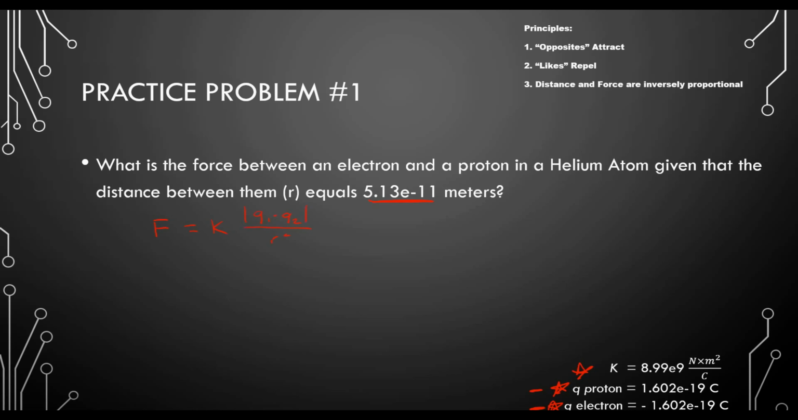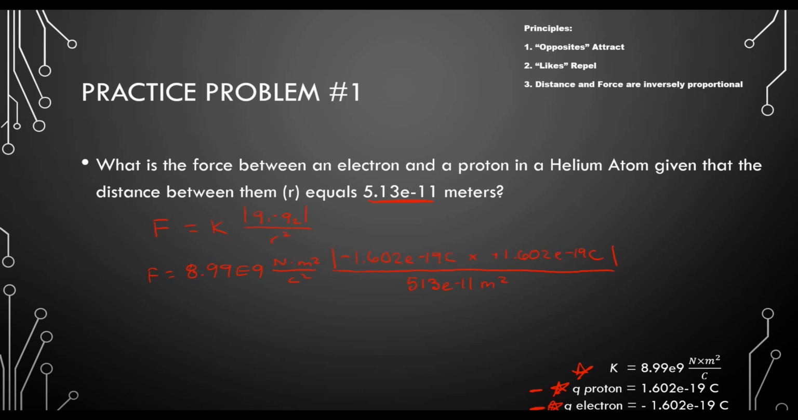divided by R squared. Well, force equals, we know K is 8.99 E9, and make sure you use your units because units actually help you check your math. So we've got the units there, and then times the absolute value of charge of an electron, which is negative 1.602 E negative 19 coulombs. And then we'll just multiply that by positive 1.602 E negative 19 coulombs. Close the absolute value, and then times it by the radius, which is given.